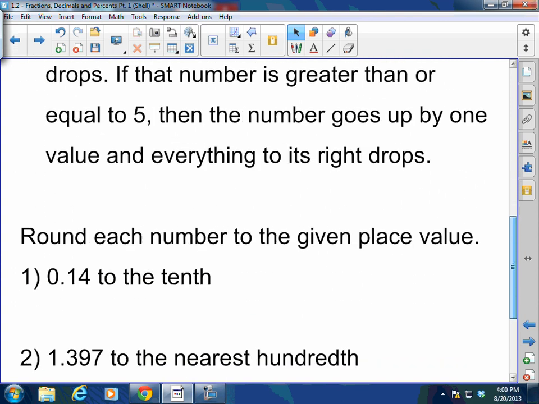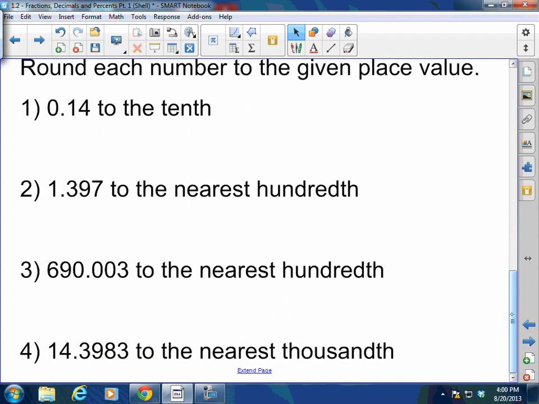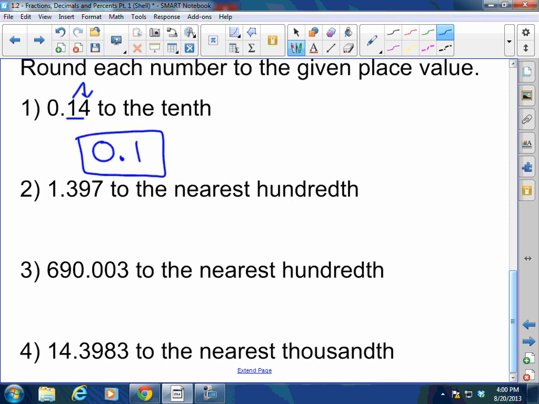Let's go ahead and do a couple practice problems. Round each number to the given place value. So round 0.14 to the tenths place. The tenths place is right here. So I'm going to look at the number to the right. That's a 4. It's less than 5. So it stays the same, but the 4 drops. The number to the right of the value being rounded drops.